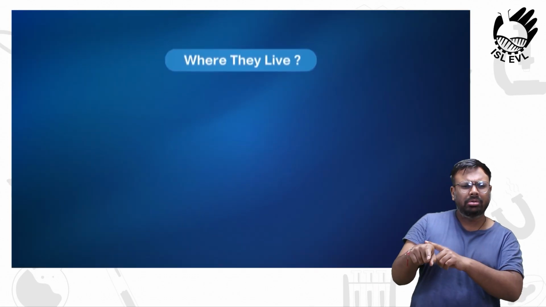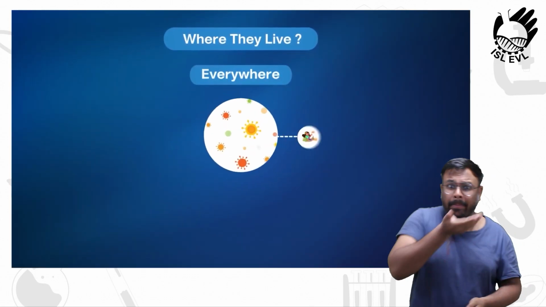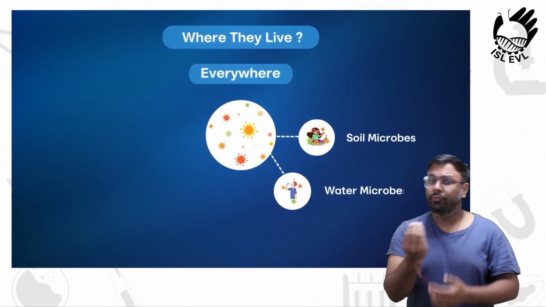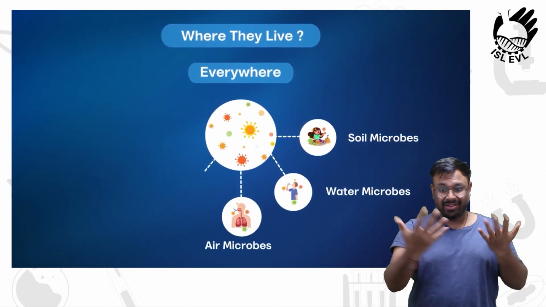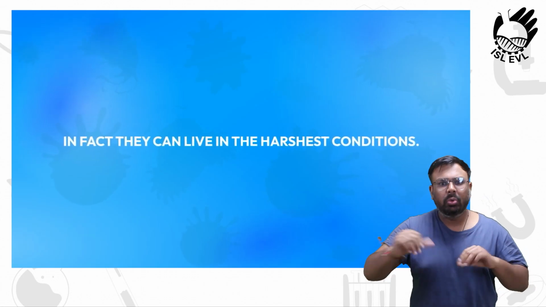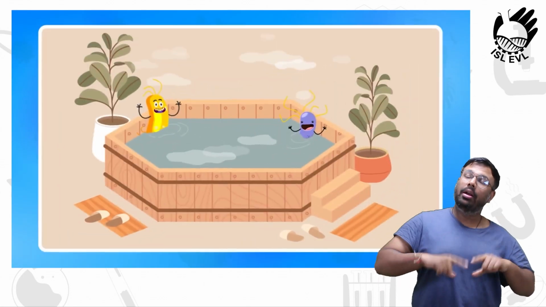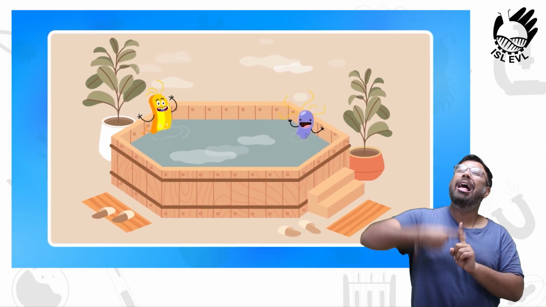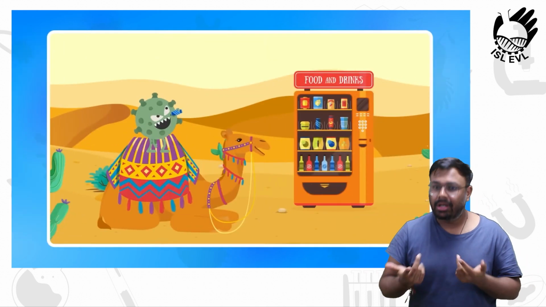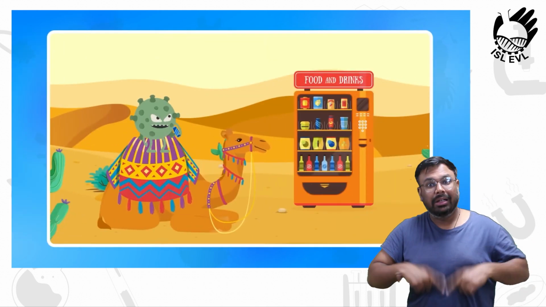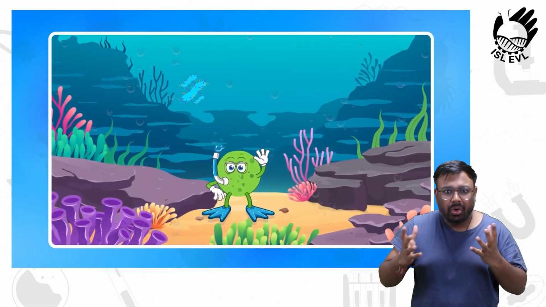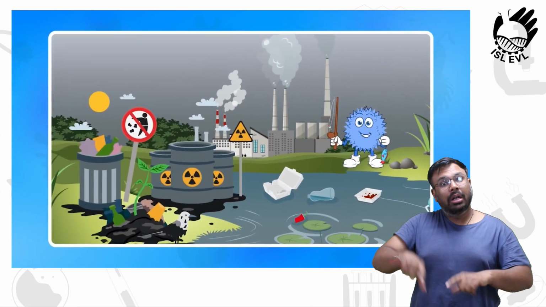Now, do you know where they live? Everywhere. They are present in the soil we play in, the water we drink, the air we breathe, the food we eat, and inside us too. In fact, they can live in the harshest conditions. They can live in cold mountains filled with snow. You can even find them in hot springs with high temperatures. They can also survive in deserts with harsh conditions. You'll be surprised to find them in deep oceans as well as areas with very harsh chemical conditions.